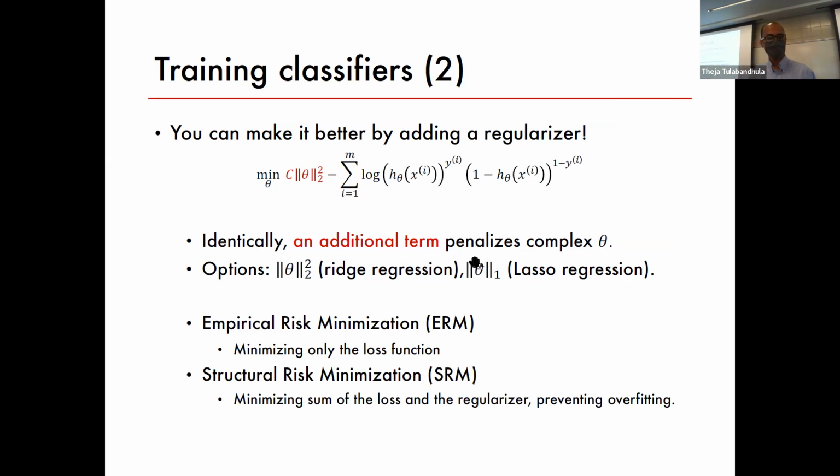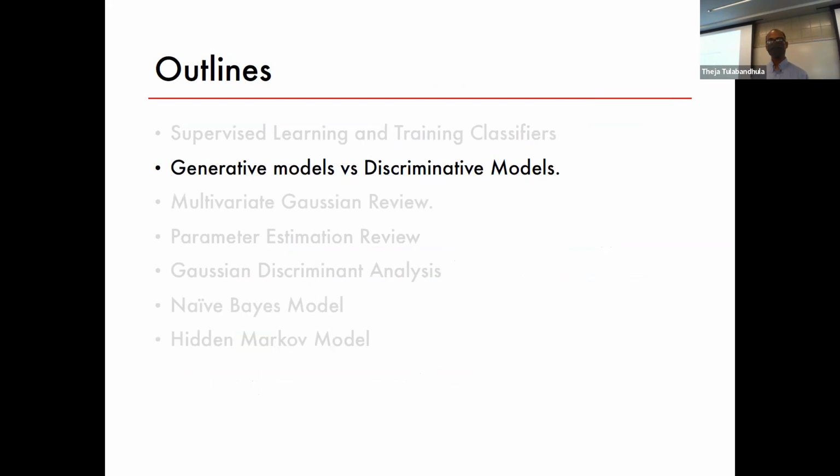Just to mention that, if you just focus on the loss function, it's called empirical risk minimization. And if you add this regularizer, it's called structural risk minimization. These words actually are not super important. What is precisely empirical risk minimization and what is precisely structural risk minimization is beyond the scope of this course. But basically, what we want to motivate is that you can add regularizers even when you are minimizing the negative log likelihood. So I wanted to just cover that and now talk about generative models.